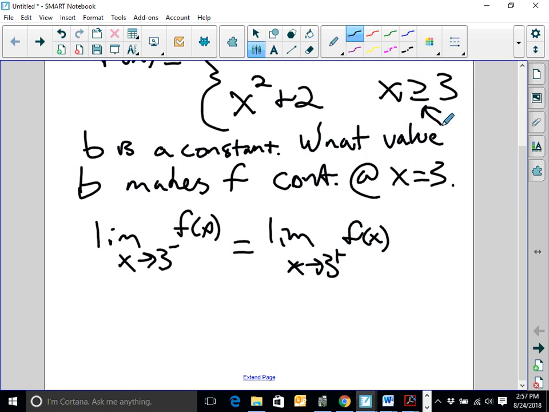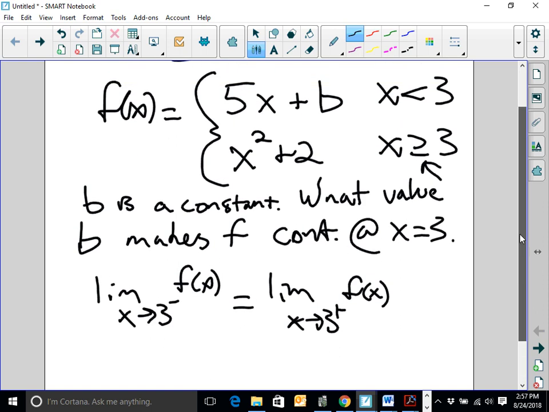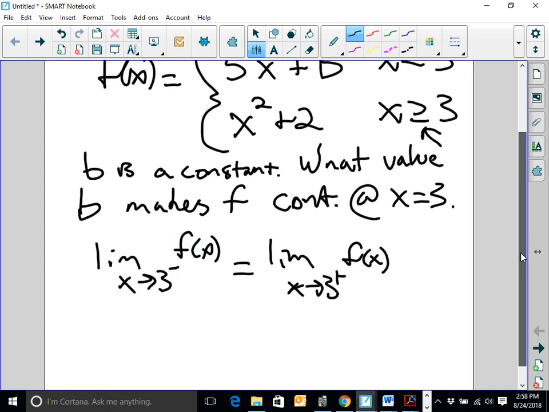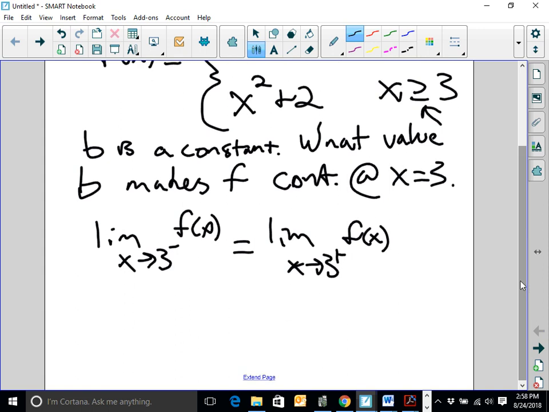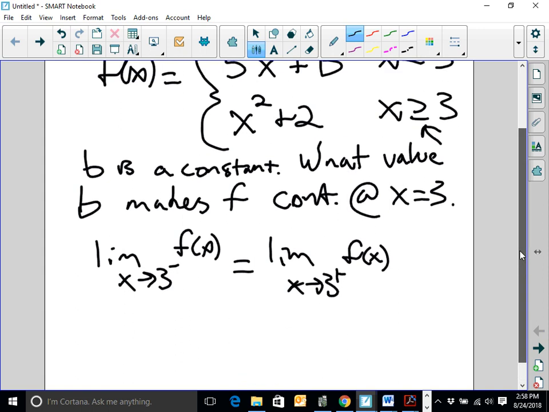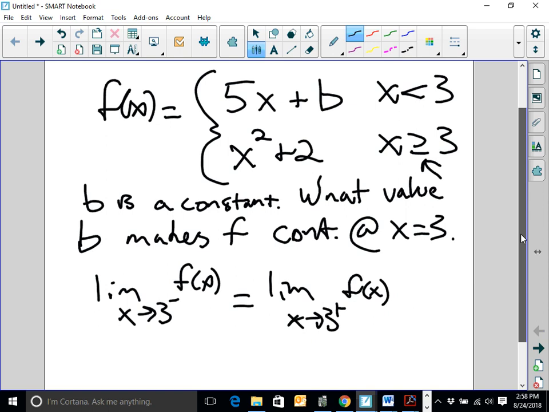So again, when we look back up here, we need the limit as x goes to 3 minus to equal the limit as x goes to 3 plus. Left-hand limit equals right-hand limit. So let's just plug in, and we'll leave b alone, and we're going to end up solving for b. So here's what this is going to look like. The limit as x goes to 3 minus, for the left-hand limit, I need to use the function 5x plus b, because that's where x is less than 3.